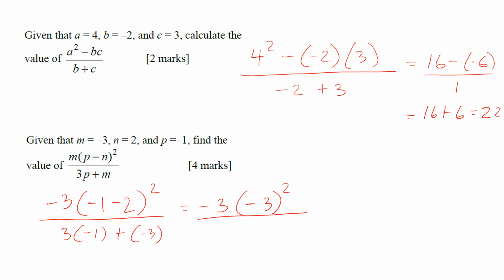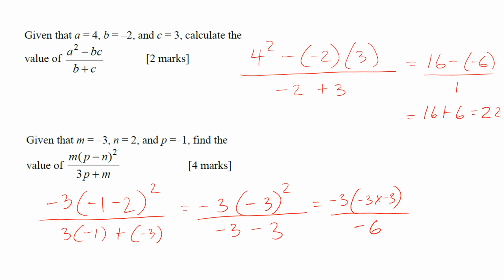So that's 3 times negative 1, that will give us negative 3. And then plus negative 3, that is just negative 3. Now for the numerator, that's 3 times negative 3 all squared. Now this can be expressed as negative 3, and then in bracket negative 3 times negative 3. And then for the denominator, we can simplify minus negative 3 minus 3 as just negative 6.